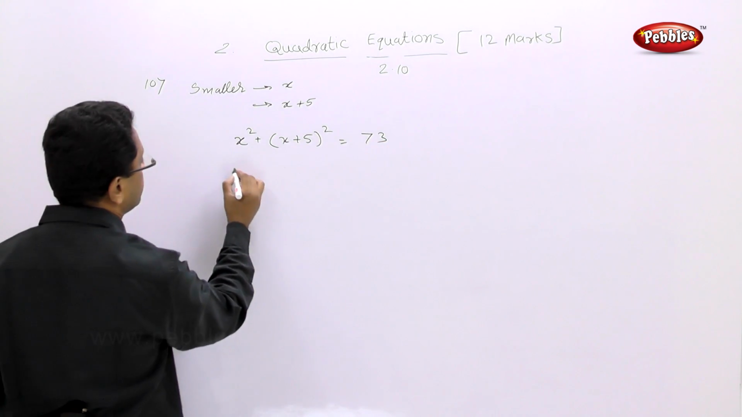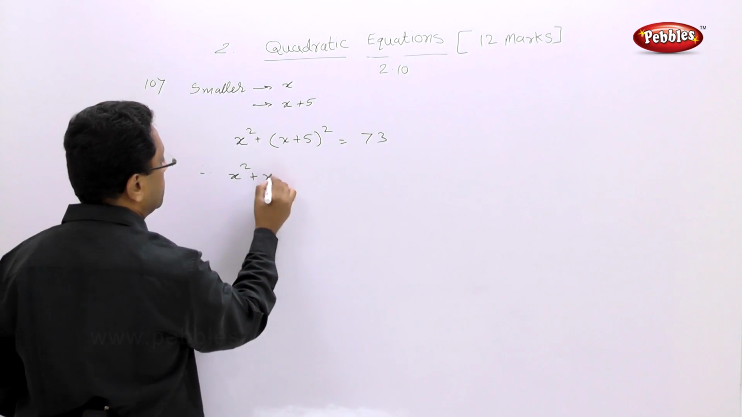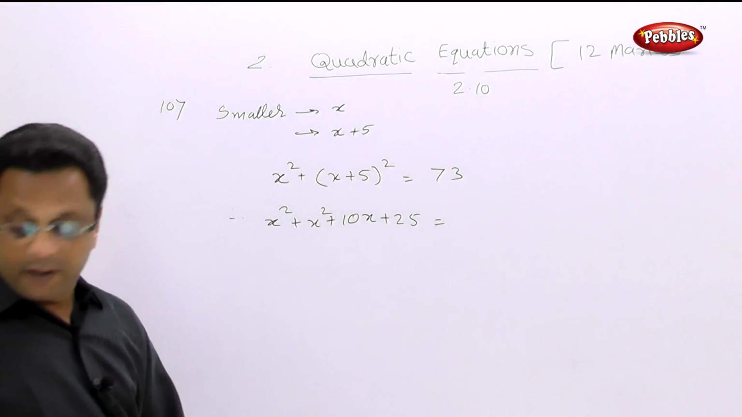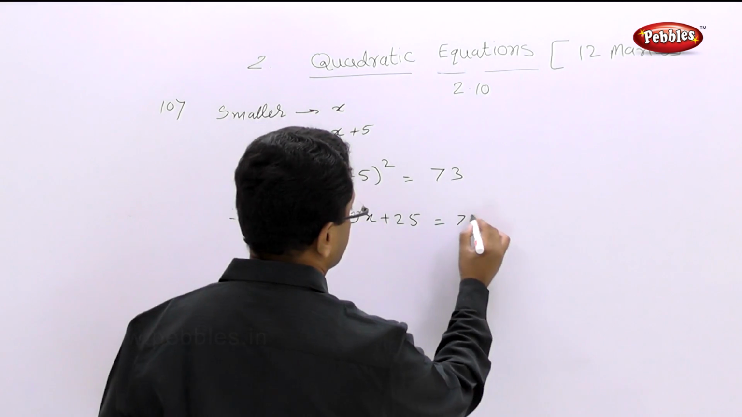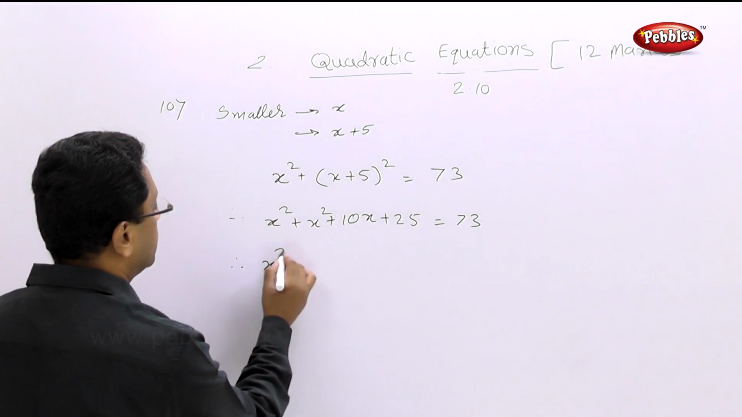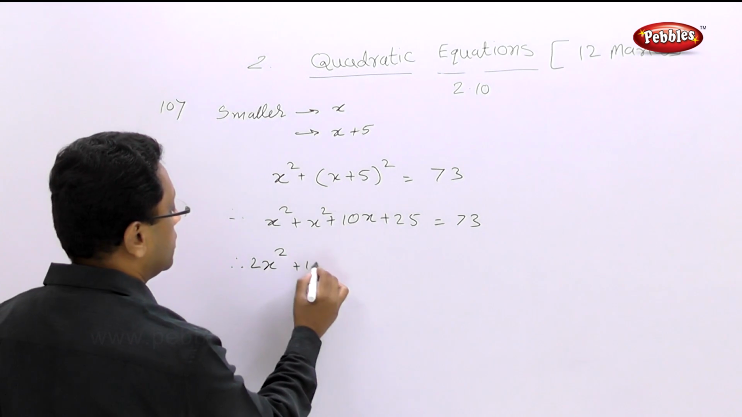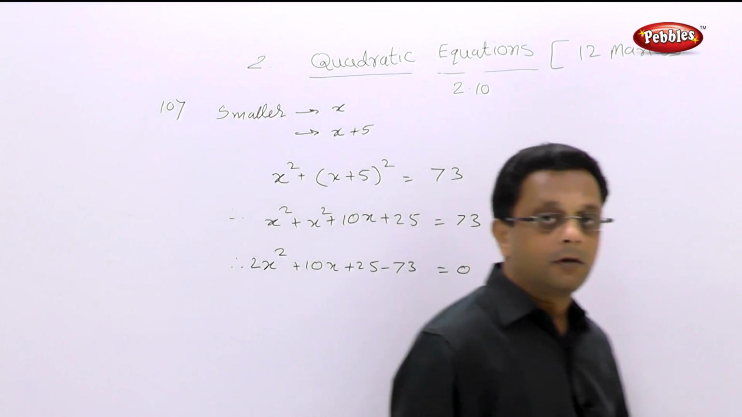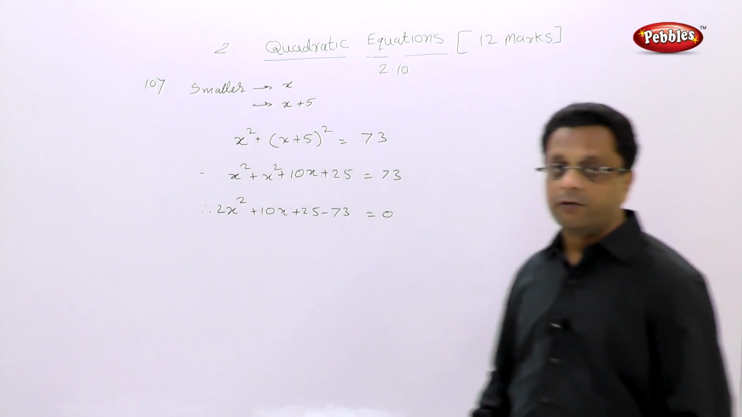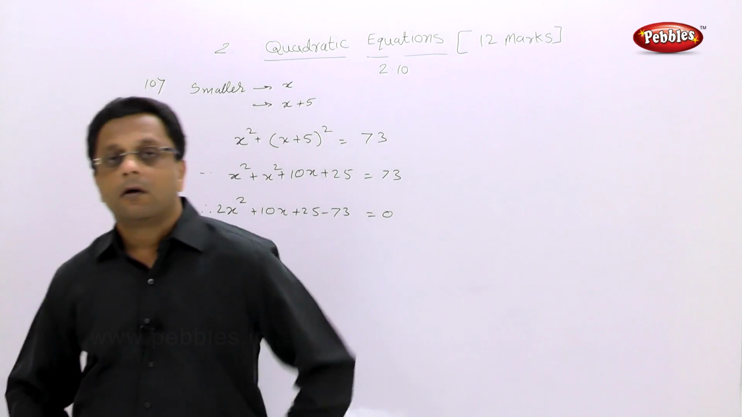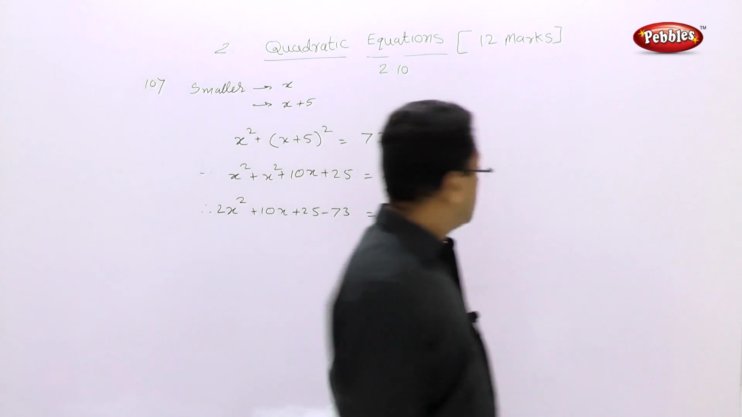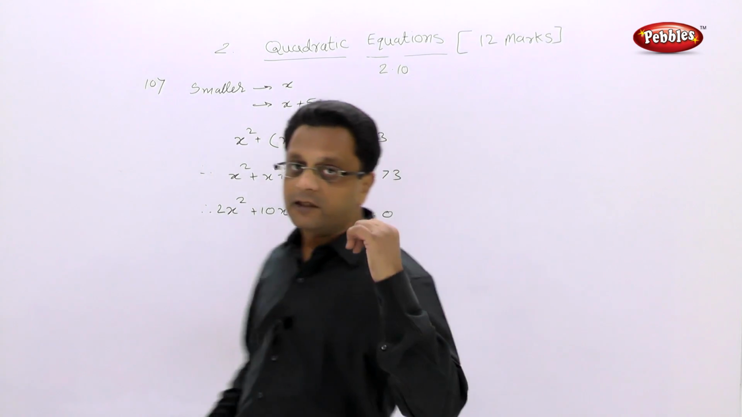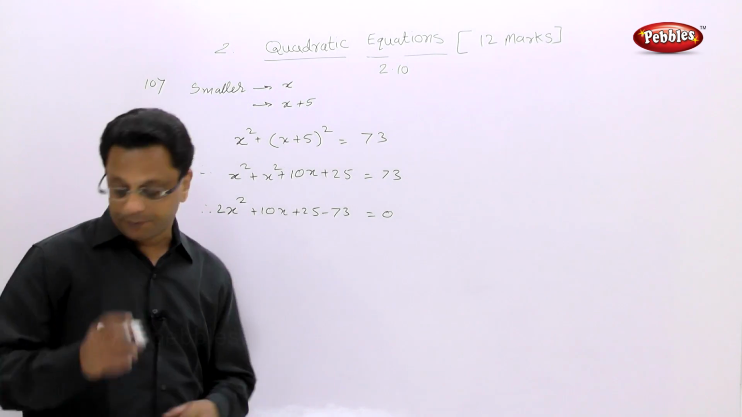Let us solve this. So x square plus 10x plus 25 is equal to 73. So further solving, we'll get 2x square plus 10x plus 25 minus 73 is equal to 0. Subtract 25 from 73, you will get a minus number. So solve this quadratic equation to find out the value of x. Now pause your video here and solve this example to find out the value of x.